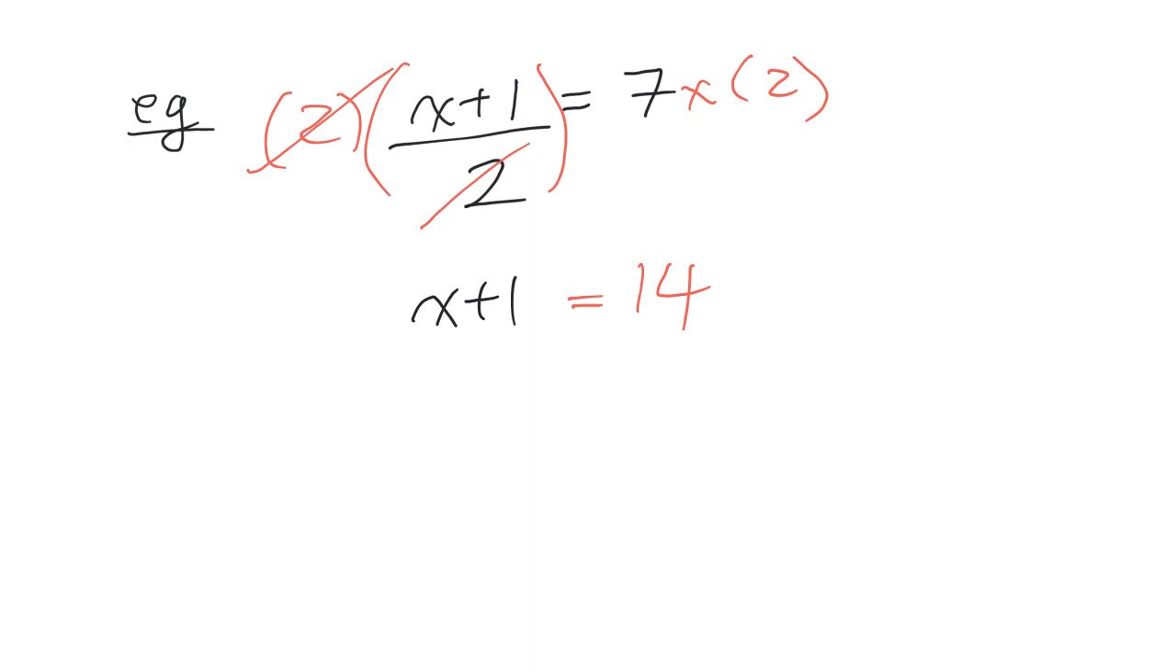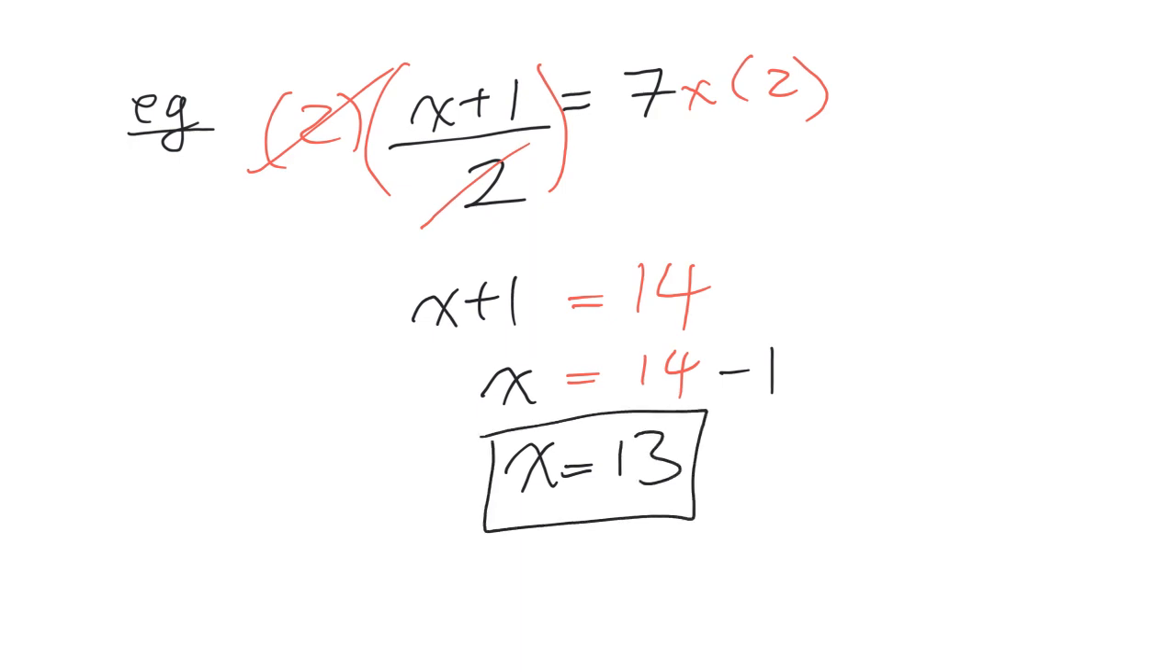And now all we have to do is get our x by itself. So now we're going to take this positive 1 and move it over to the right side. Remember, if we change the side, we change the sign. So we end up with x is equal to 14, and then instead of plus 1, we have minus 1. And now when we simplify, we end up with x is equal to 14 minus 1 is 13. And we're done.